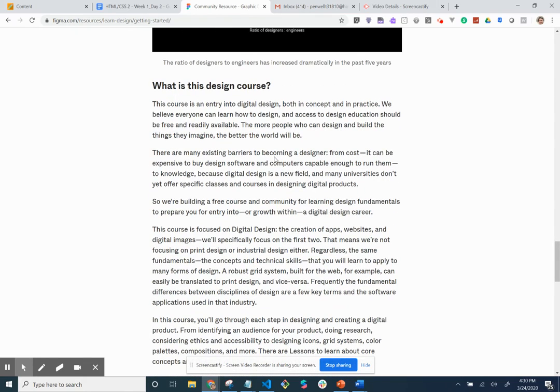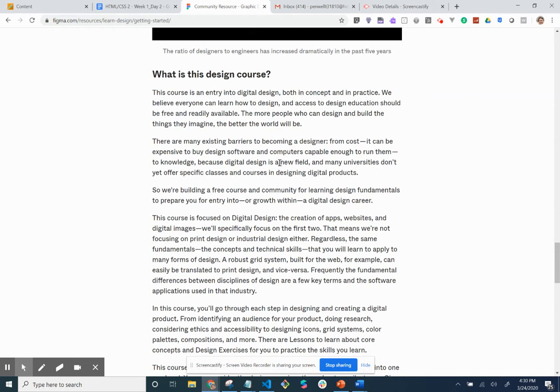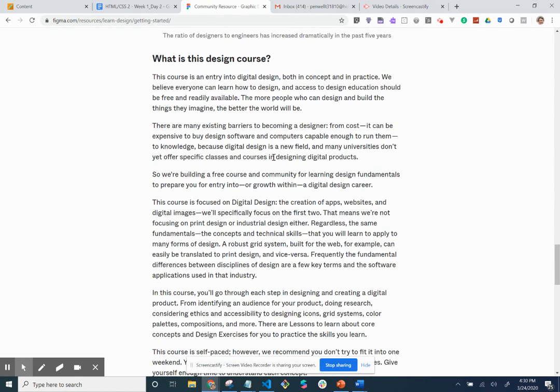So what is this design course? This course is an entry into digital design, both in concept and practice. We believe everyone can learn how to design, and access to design education should be free and readily available. The more people who can design and build things they imagine, the better this world will be.